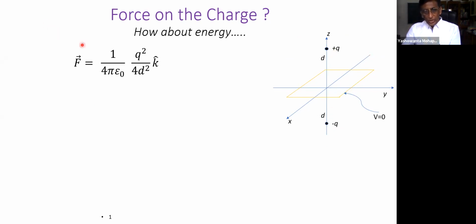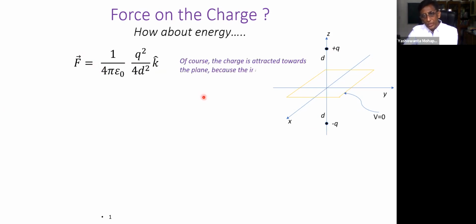So F is simply q squared over the distance between these two, which is 2d, so 4d squared, and of course in the minus k direction. It keeps attracting towards the plate, so it will be in the minus k direction. I'm missing a minus sign here. The charge is attracted towards the plane because the induced charge is minus q.